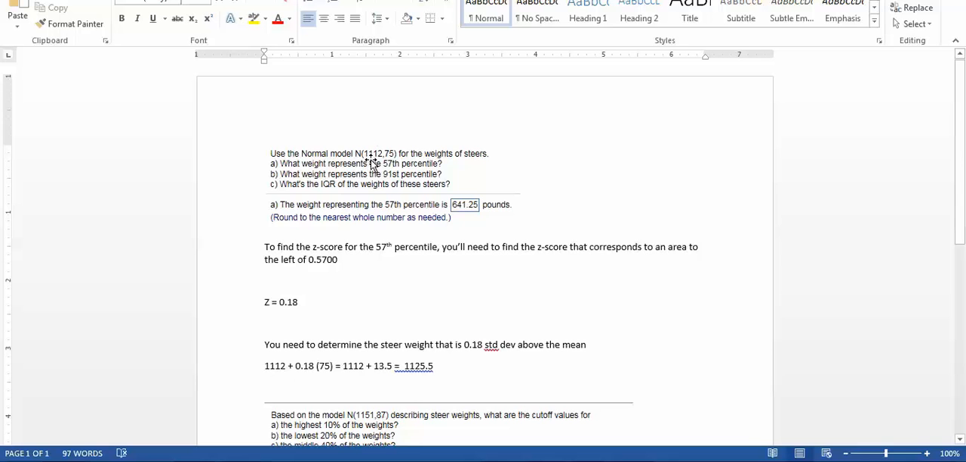The mean is 1,112, and I'm going to add 0.18 numbers of standard deviations, the value of which is 75, so I get a weight of 1,125.5 pounds is the steer weight that corresponds to the 57th percentile.